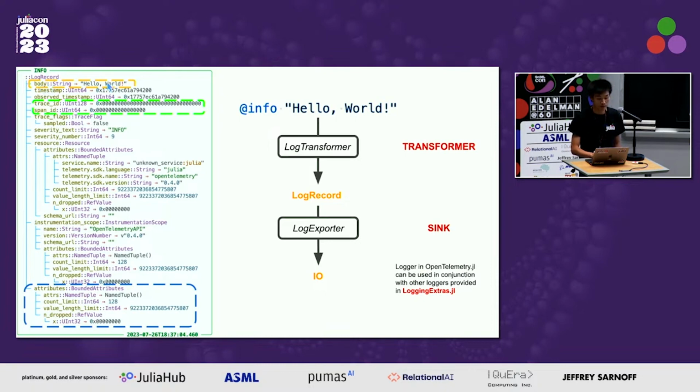The body field is the content of our logging message. And also we have a trace ID and span ID. By default, they are all 0, and we'll come to it later. For the attributes field, if we provide some extra key value pairs after the hello world string, they will also appear here. So in the attributes here, they are all empty.